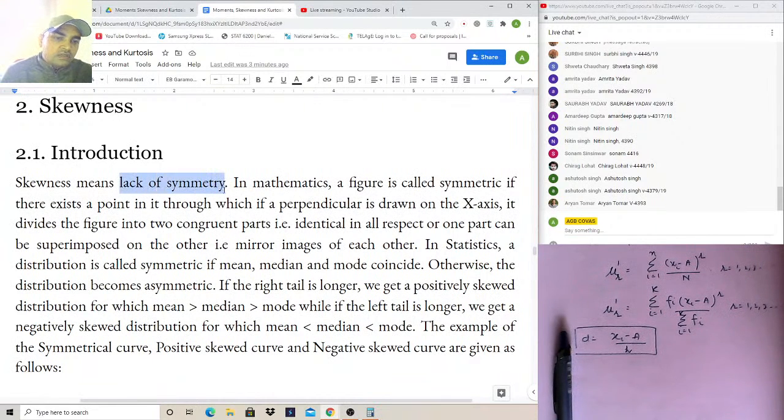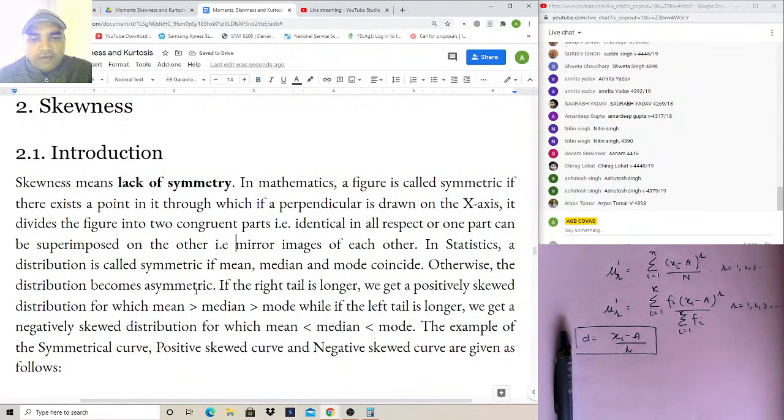What is skewness? Skewness is nothing but lack of symmetry. In mathematics, a figure is called symmetric if there exists a point in it through which, if a perpendicular is drawn on the x-axis, it divides the figure into two congruent, identical parts, identical in all respects, so one part can be superimposed on the other. That is, they become mirror images of each other. In statistics, a distribution is called symmetric if mean, median, and mode coincide. Otherwise, the distribution becomes asymmetric.